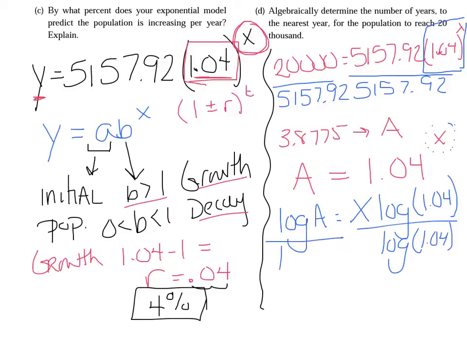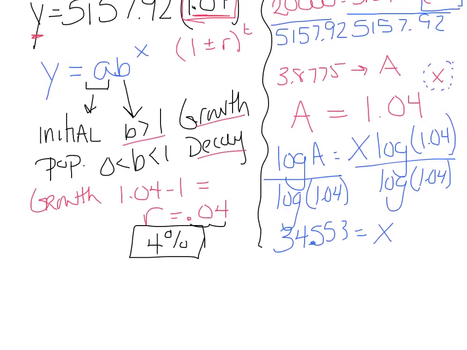Now we talked about using ln's before. If you want to use that ln instead of log, that's perfectly fine. But I use log in this case, and I'm just going to type that in my calculator. And when I type that in, I get x equals 34.553, and it says to determine algebraically the number of years to the nearest year. So I would say it doesn't happen right at 34 years, it happens during the 34th year, so I would need 35 years in order to see this happen.